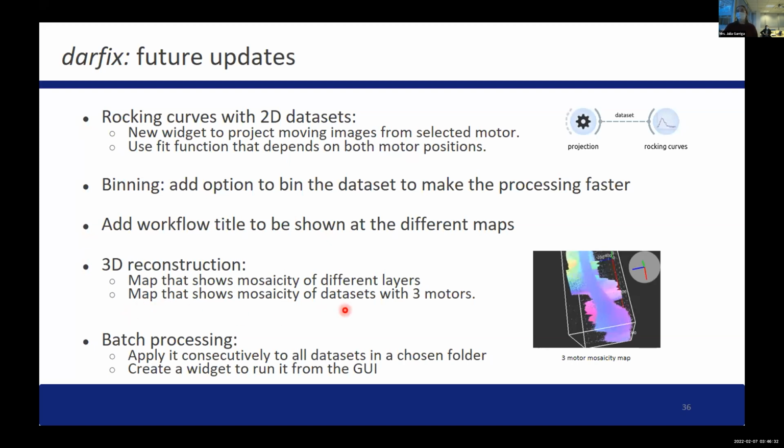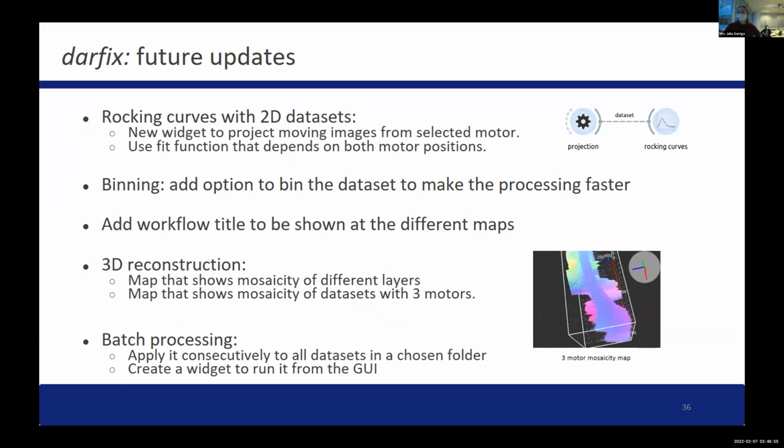And we are also working on adding a 3D map for the data sets that have more than 2 motors. So if you have a data set with 3 motors, which in 96 we actually have some, the idea is to show a mosaicity map like this photo in here, so that it has the 2 motors and the third one as the z-axis.